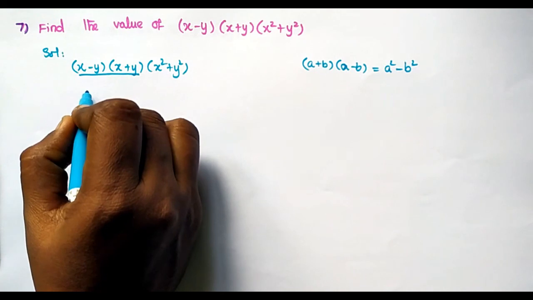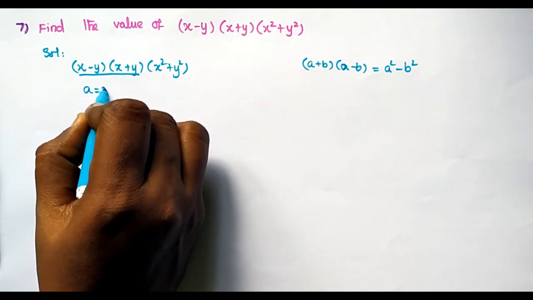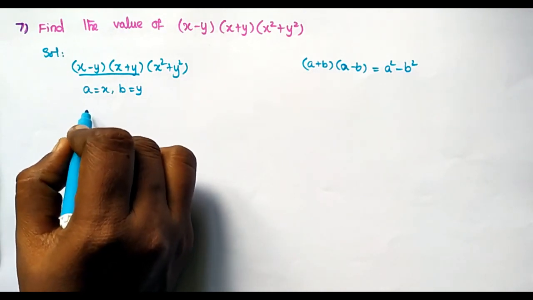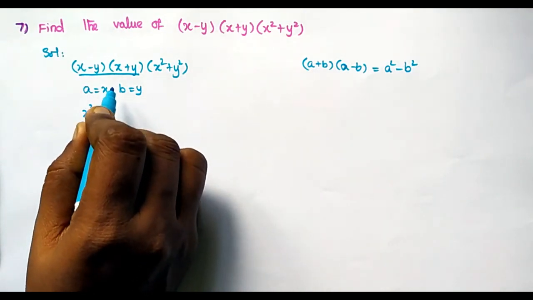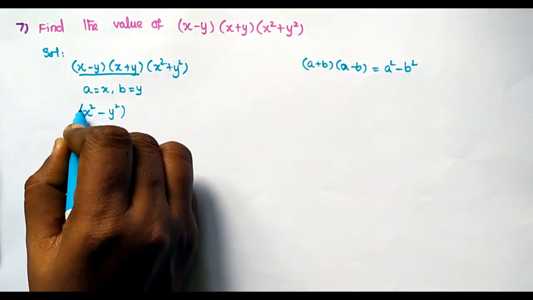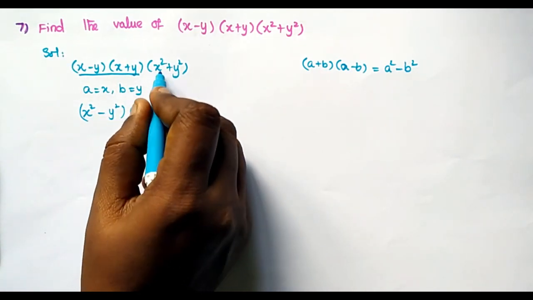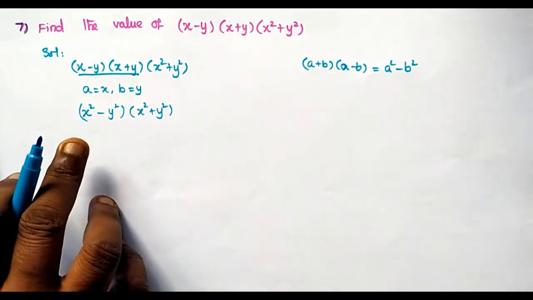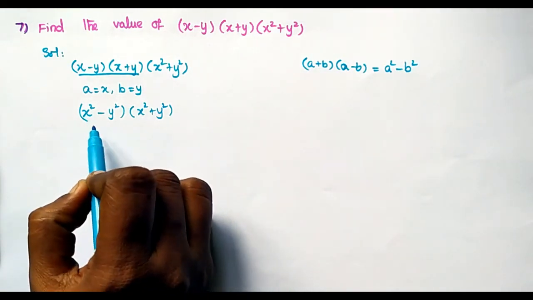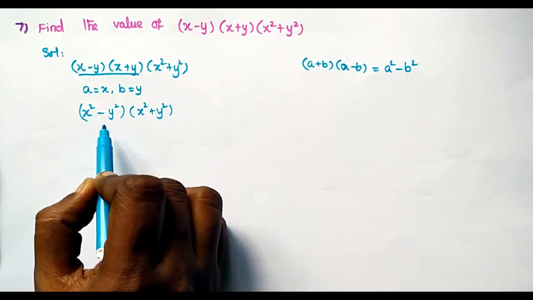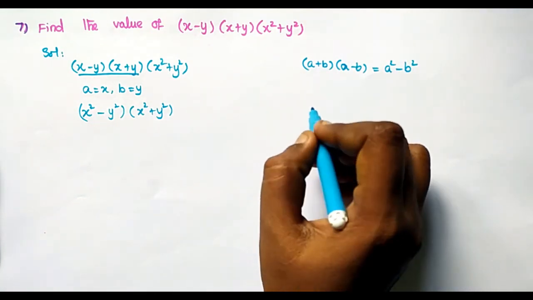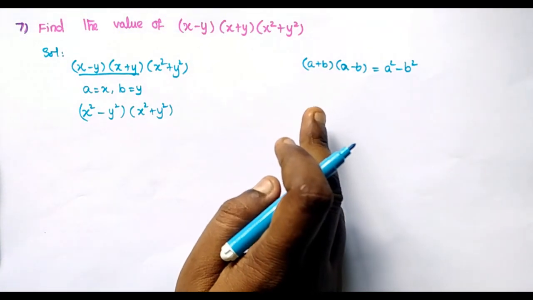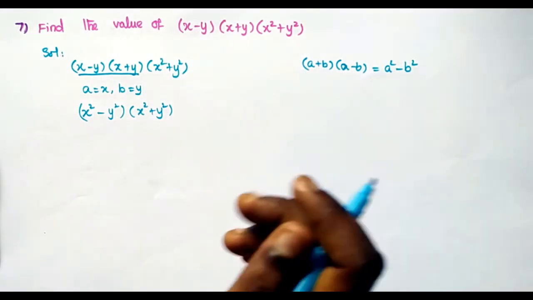So here a equal to x and b equal to y. Now a squared minus b squared, that is x squared minus y squared. Already x squared plus y squared is there. So x squared plus y squared. Now again it is in the form a minus b into a plus b. Both are same now. So a plus b into a minus b or a minus b into a plus b equal to a squared minus b squared.